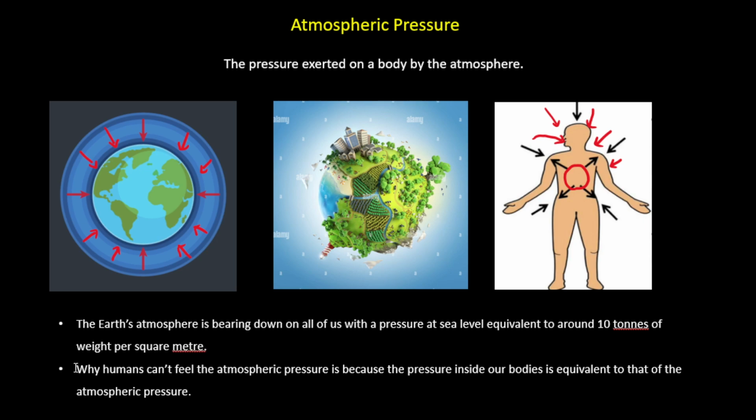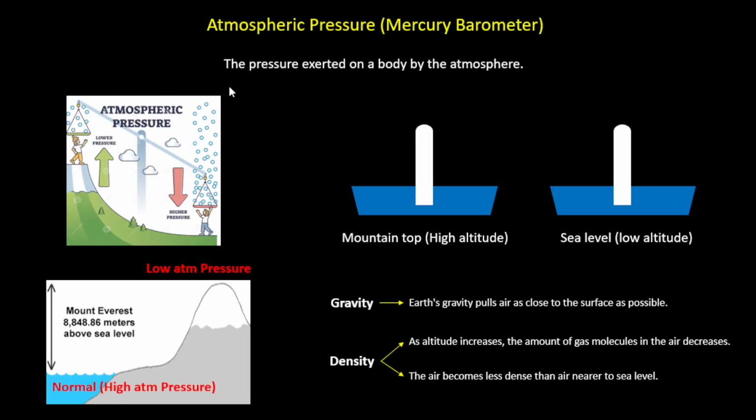So it will be useful to remember this tiny information as well. Why humans cannot feel the atmospheric pressure is because the pressure inside of our bodies is almost equal to the atmospheric pressure. Again, you should know that if you have a dog, a car, a submarine, a tall building, everything is affected by atmospheric pressure. And we'll actually learn that right now. The atmospheric pressure is usually measured by using a mercury barometer. A barometer is a device used for measuring pressure.